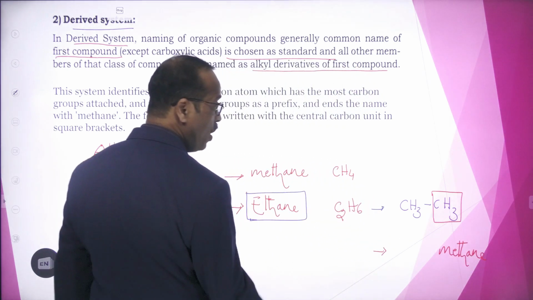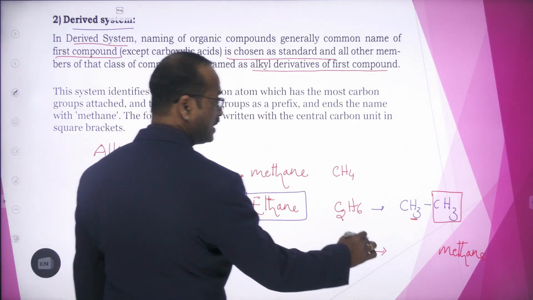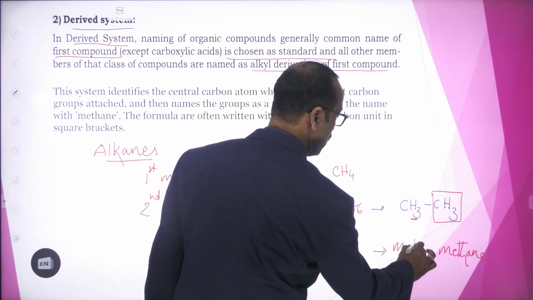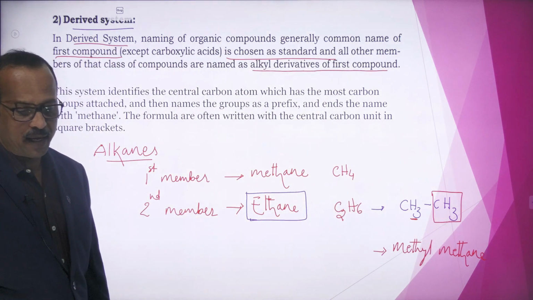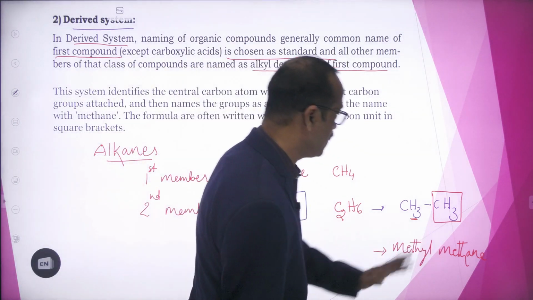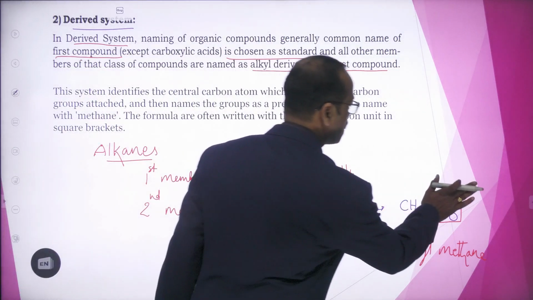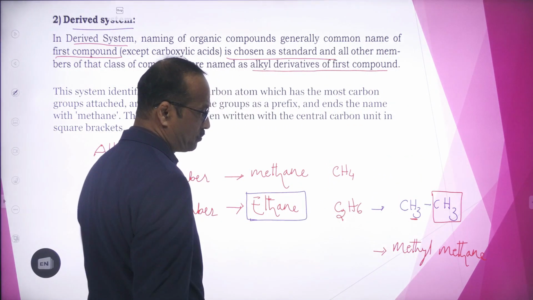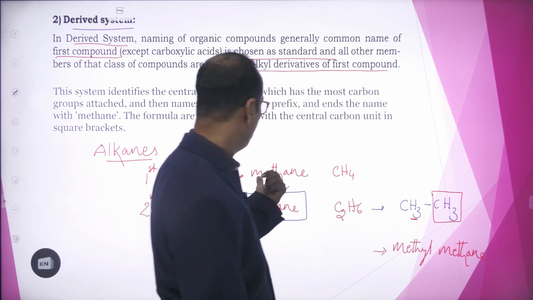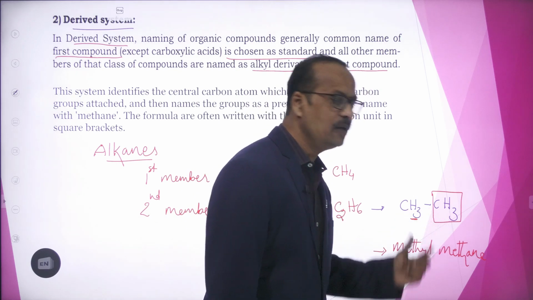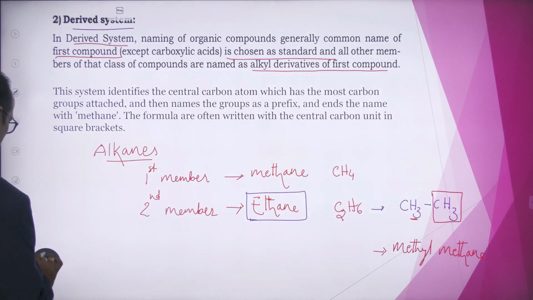Right. Now here what is there? CH3 is there. CH3 is called what? Methyl. So the name of this one is methyl methane. What is the name of this one? Methyl methane. Clear? Okay. So one carbon you just separate it. Next, how many carbons are there? Only one more carbon is there. One carbon again we call methyl. So this is called methyl methane. Understood?